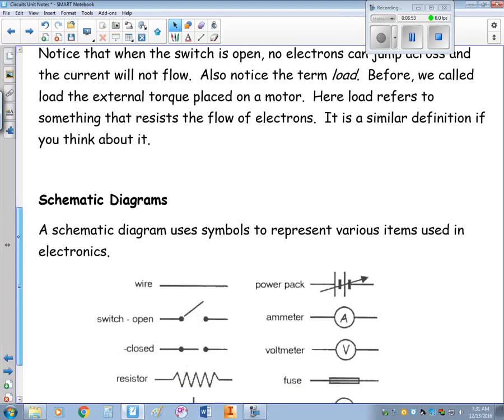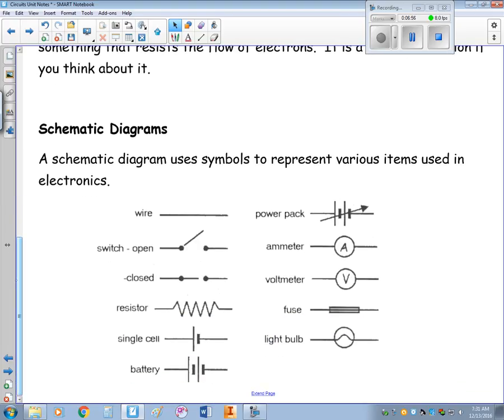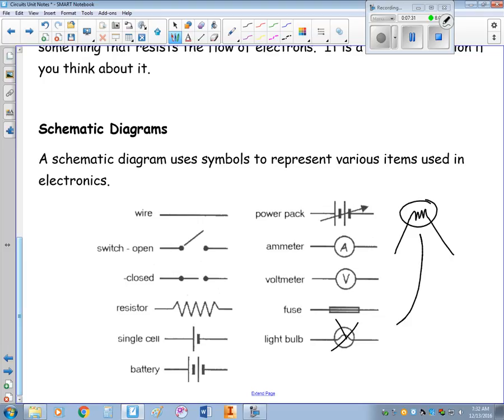When we draw circuits, we use specific symbols for the diagrams. This is just a quick little list of some of them. For instance, we've got wire, switch, if the switch is open or if it's closed. Resistor, we use a squiggly line for that. A single cell or a battery. Ammeters, voltmeters, fuses. Now, this one for the light bulb, I generally don't use that. The way I like to use a light bulb is I think of a light bulb as a resistor encased in glass. So that's how I like to draw a light bulb.